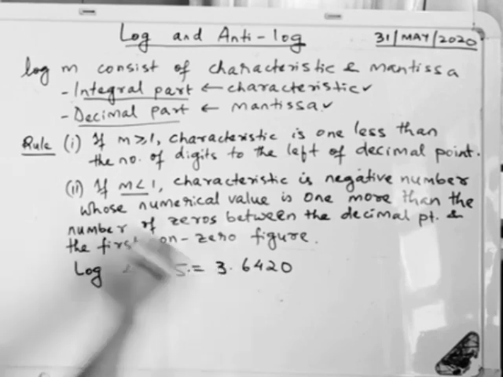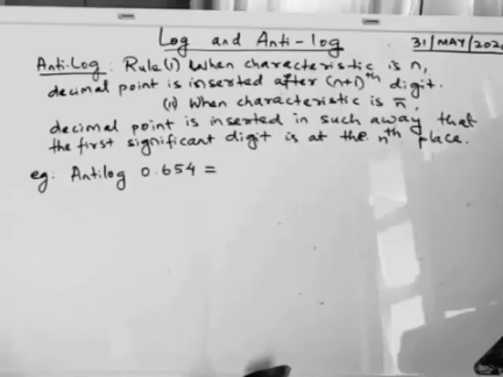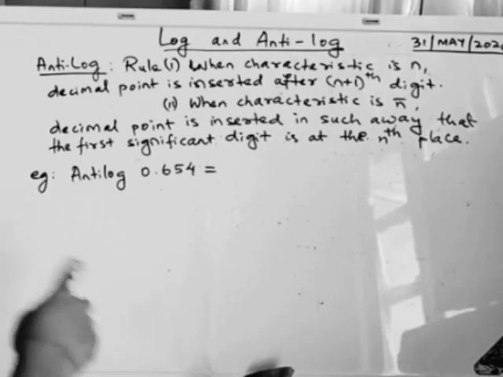So we should get 3.6420 and so on. Now we will move on to antilog: how to find the antilog or antilogarithm of a number. For this, we have to remember two rules again.